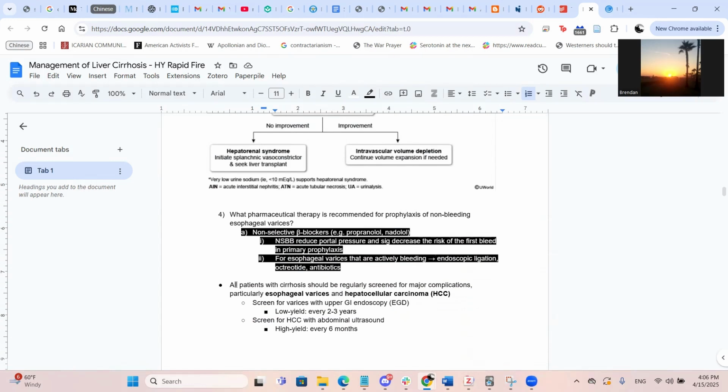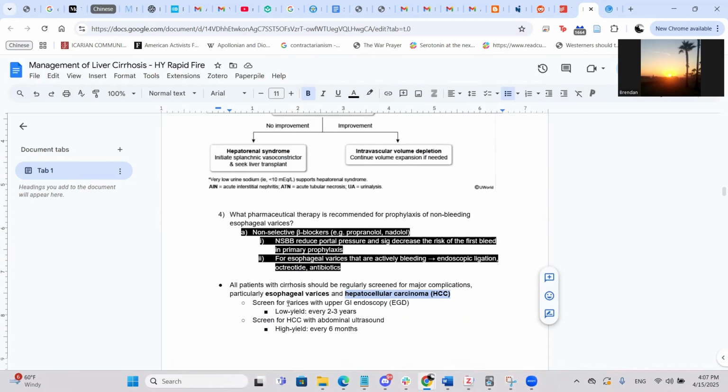All patients with cirrhosis are at increased risk of additional complications, as we've mentioned a few so far. They need to be screened for two complications in particular: the varices, as we just mentioned, and hepatocellular carcinoma. This is super, super high yield. These are the two main things that cirrhosis patients are going to be getting screened for.